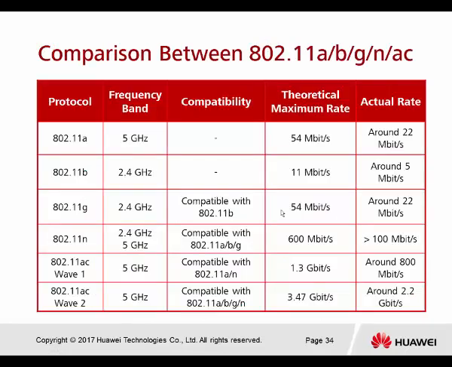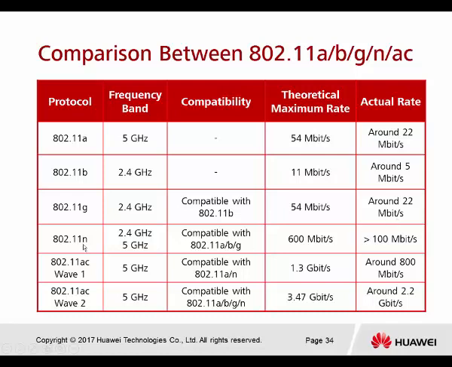Comparison between 802.11a, b, g, n and ac. From here, you can see the theoretical maximum rate and also the actual rate. Say 54 megabit per second for the A version, but the actual rate is only 22. For B it is 11 Mbps, the actual rate is around 5. For G it is similar to the A version, also around 20 megabit per second.